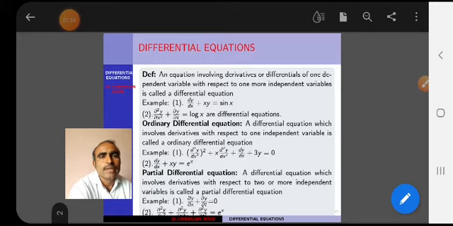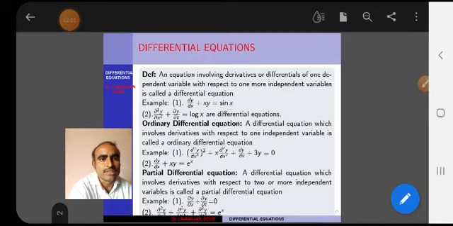See the example: (d³y/dx³)² + x d²y/dx² + dy/dx + 3y = 0. In this equation, we have derivatives of y with respect to one independent variable, x. And second example: dy/dx + xy = e^x. These two are ordinary differential equations.